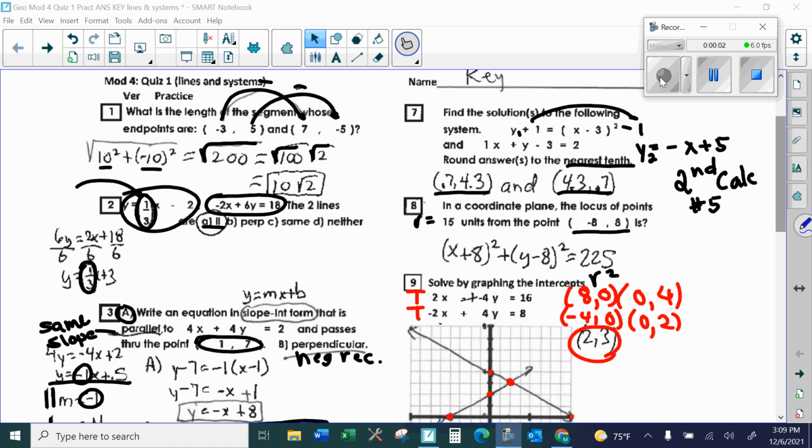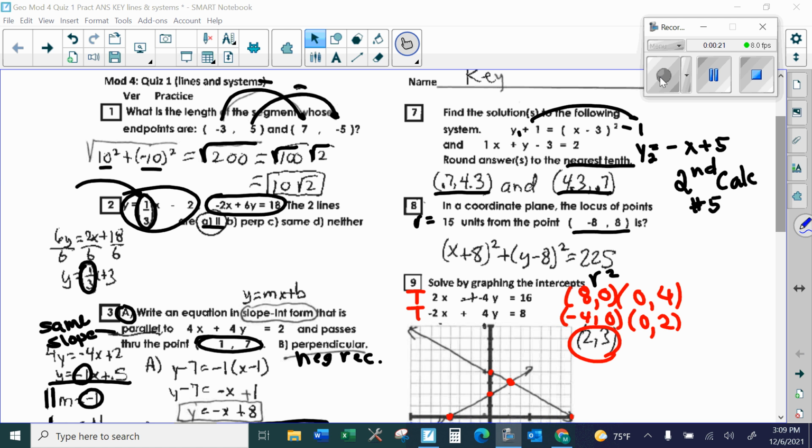Okay, students, let's go over your practice quiz here. Number one, you can use the distance formula, or I can plot the 2 points, draw a right triangle, and use the Pythagorean theorem. If you draw the right triangle, you'll see the two lengths are 10 and 10, which means you have an isosceles right triangle, which means the hypotenuse, the distance we're looking for, is 10 root 2.